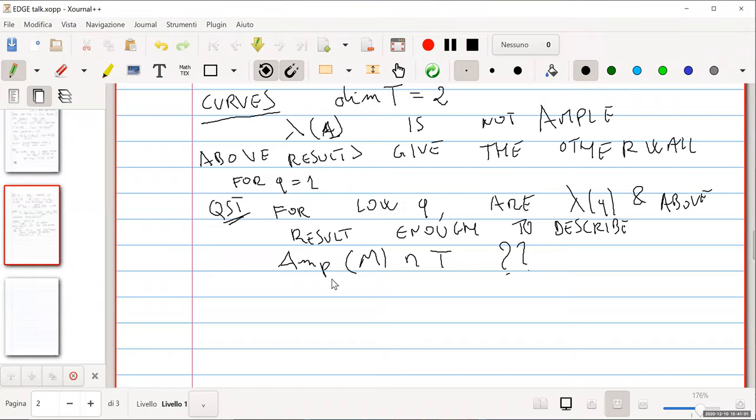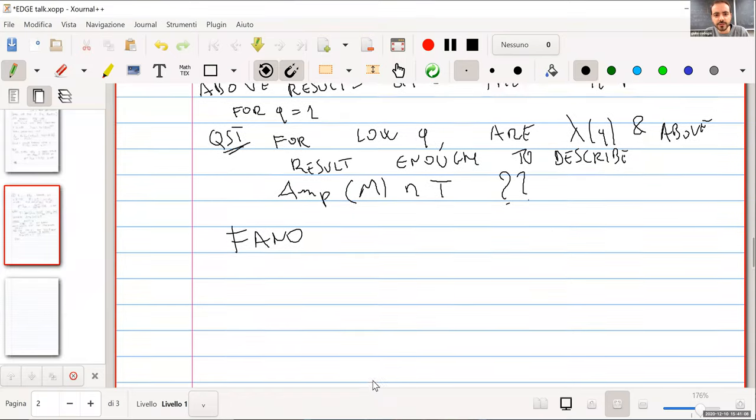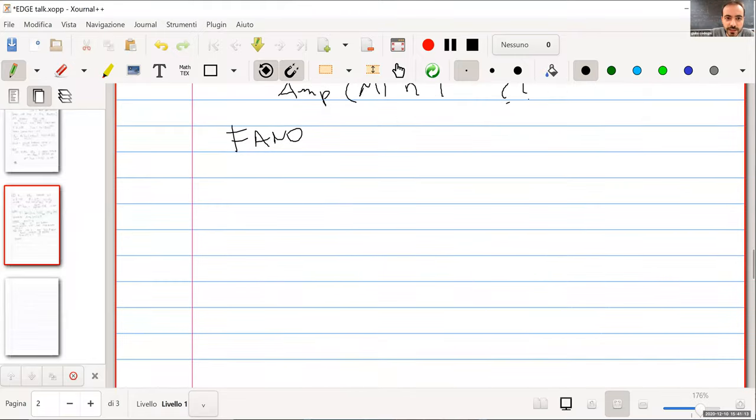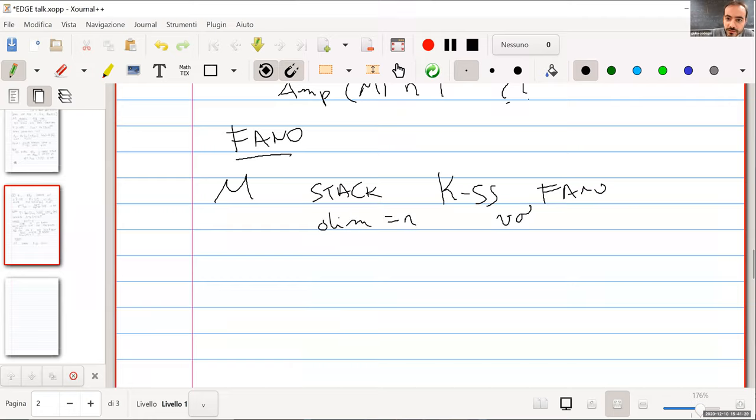Okay, so these were the KSB case. Now we go to the Fano case. In the Fano case, we want to do something similar, but the situation is more complicated and less satisfactory, but let's do it. So now M is the stack of K-semistable Fano varieties. So as usual, the dimension is equal to n, the volume is equal to V, and this is an Artin stack of finite type.